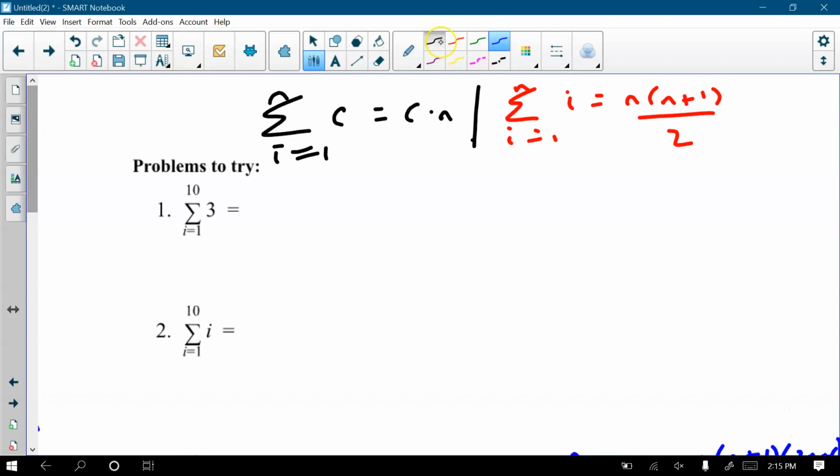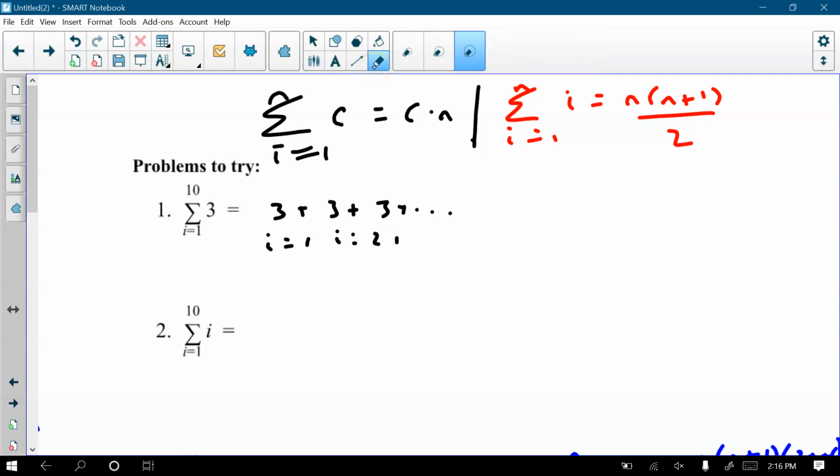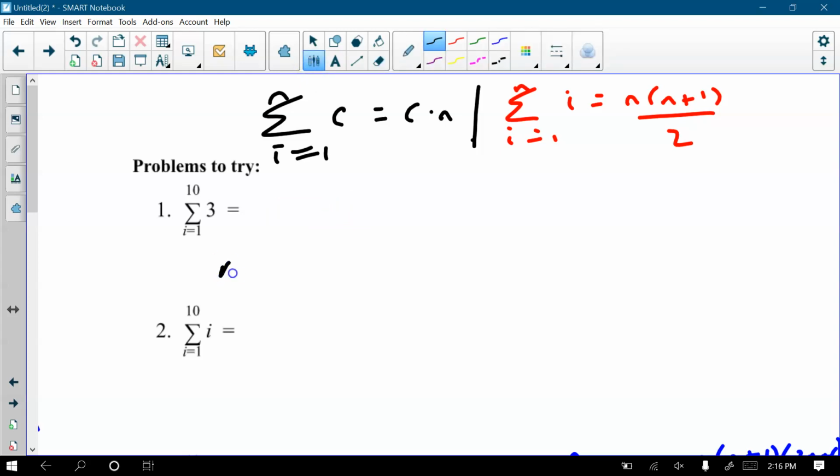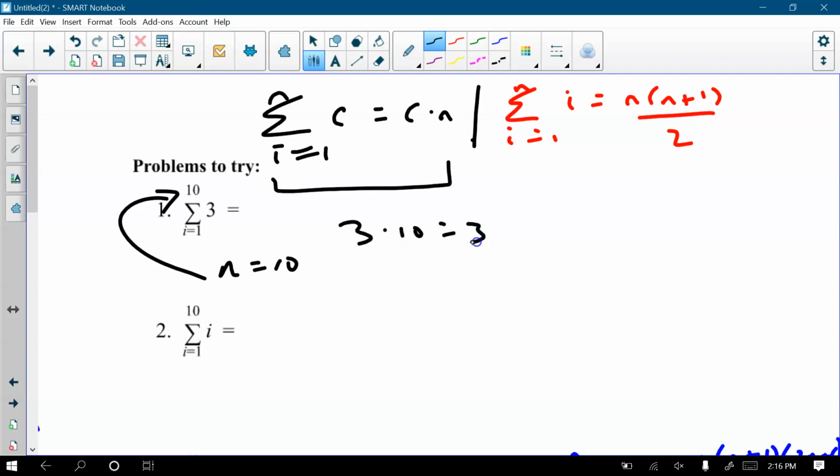Again, purely formulaic. I could write out this 3 plus 3 plus 3 plus etc. from i equals 1 to i equals 2 to i equals etc. Too long. If you did it, I'm sorry. Just way too long. n is 10. n is that top number. So if n is 10, let's just plug it into this formula here. So we have 3, c is 3. 3 times 10 is 30. Easy peasy. Next.